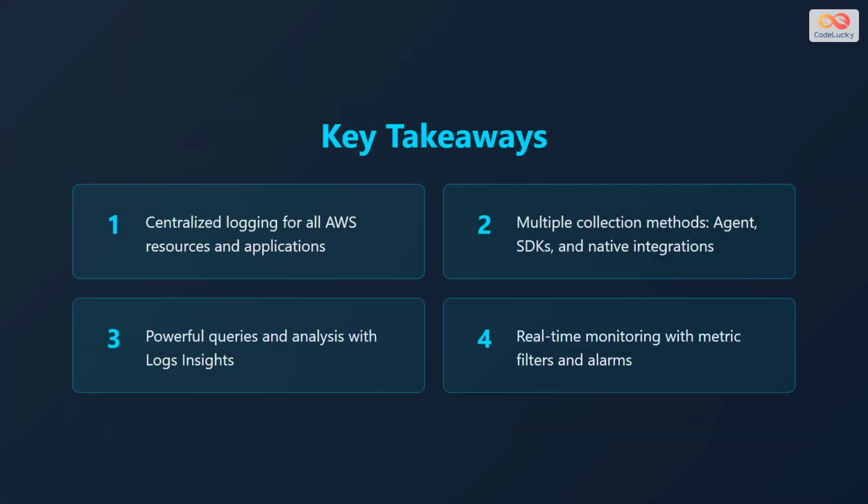Let's recap the key points from this tutorial. First, CloudWatch Logs provides centralized logging for all your AWS resources and applications, eliminating the need to manage multiple log repositories. Second, you have multiple collection methods available, including the CloudWatch Agent, SDKs, and native integrations with AWS services. Third, Logs Insights offers powerful querying and analysis capabilities with an intuitive query language. And fourth, you can achieve real-time monitoring by creating metric filters and alarms based on specific log patterns. With these capabilities, CloudWatch Logs becomes an essential tool for maintaining visibility into your AWS infrastructure.